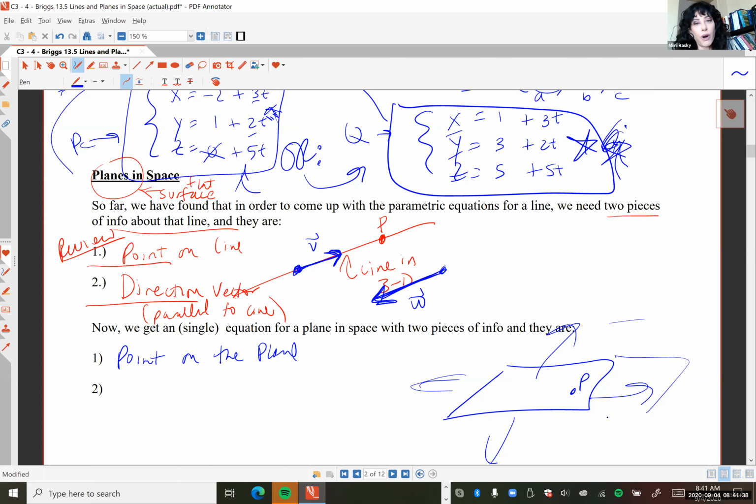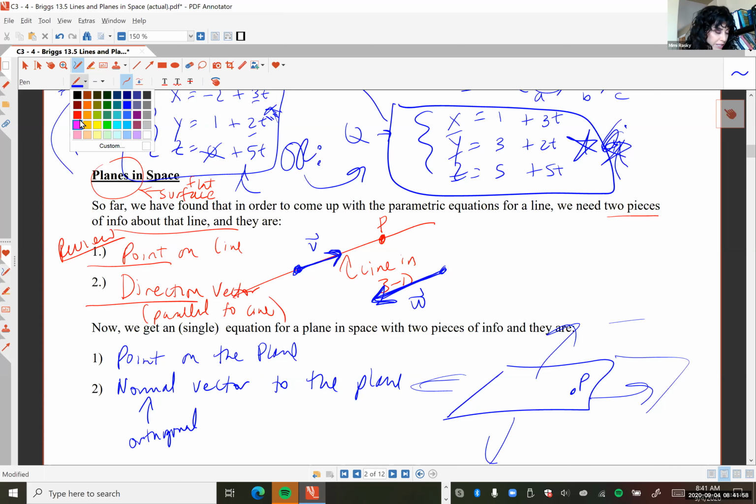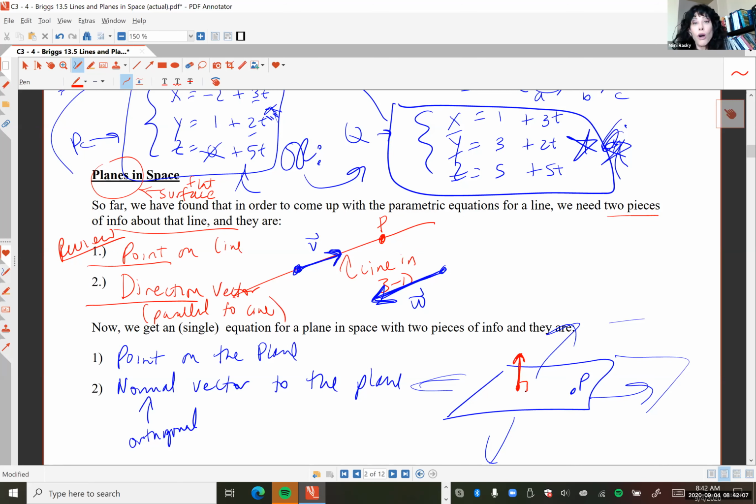Now here's the weird part that you might freak out when I tell you what the other piece of info is. You need a vector, but you need a normal vector. And the word normal in this context means orthogonal or perpendicular. You need a normal vector to the plane. I'm going to draw a picture of a normal vector to this plane in my diagram here. And it doesn't matter if it's pointing up or down as long as it's making, here's a vector right here that's making a 90-degree angle with my plane. That would serve as a normal vector. I'll call it n.